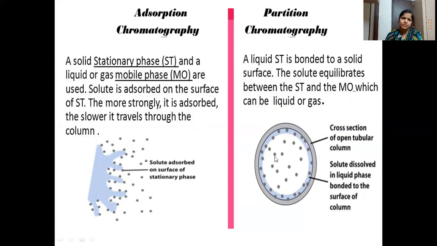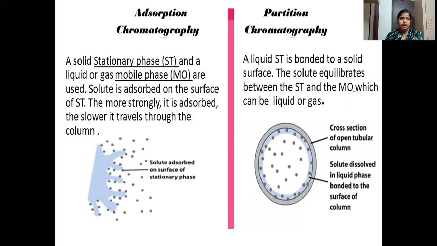Even the mobile phase is also a liquid or a gas. So this solute will be partitioned between the mobile phase and the stationary phase. If it is more soluble in the liquid which is acting as a stationary phase, then they go and bind here. You can see here solute dissolved in liquid phase which is bonded to the surface of the column. Solute means the sample here. The sample components are dissolved in the liquid phase.